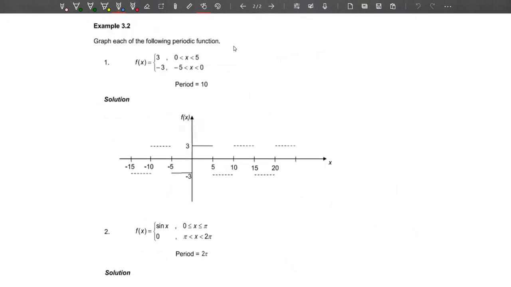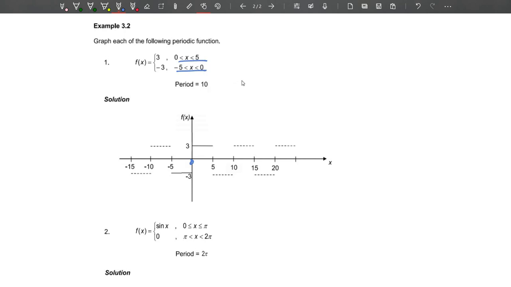Okay, in example 3.2, we have here: graph each of the following periodic functions. This one we have f(x) equal to 3 for x between 0 to 5 and negative 3 for x between negative 5 to 0. That's why here it has been drawn with a scale of 5. That means 0 to 5, 5 to 10, 15 to 20, and here negative 5, negative 10, negative 15. Why? Because we refer to these intervals.